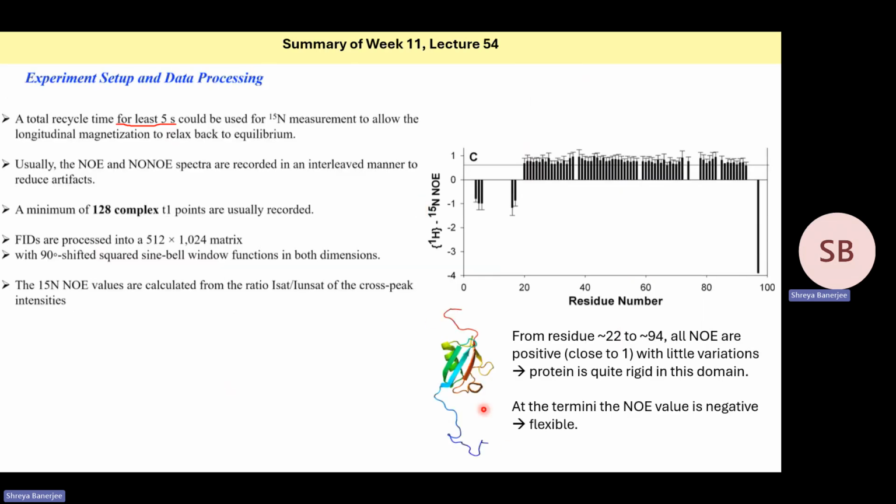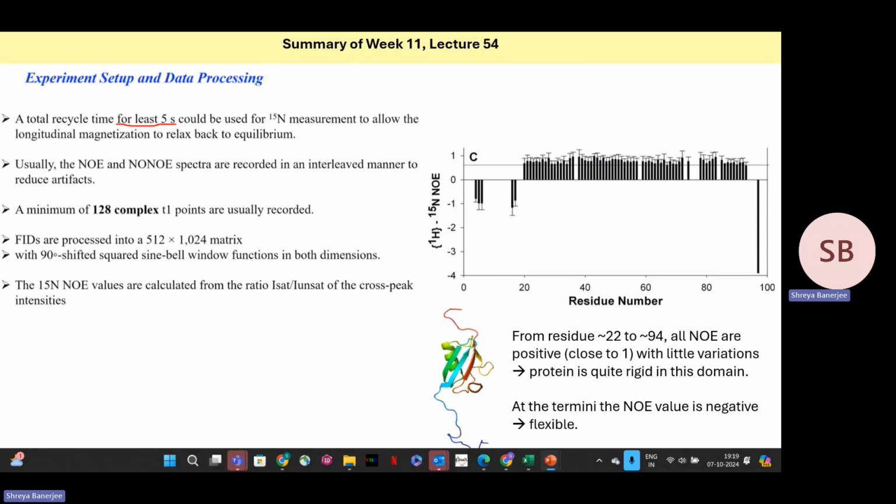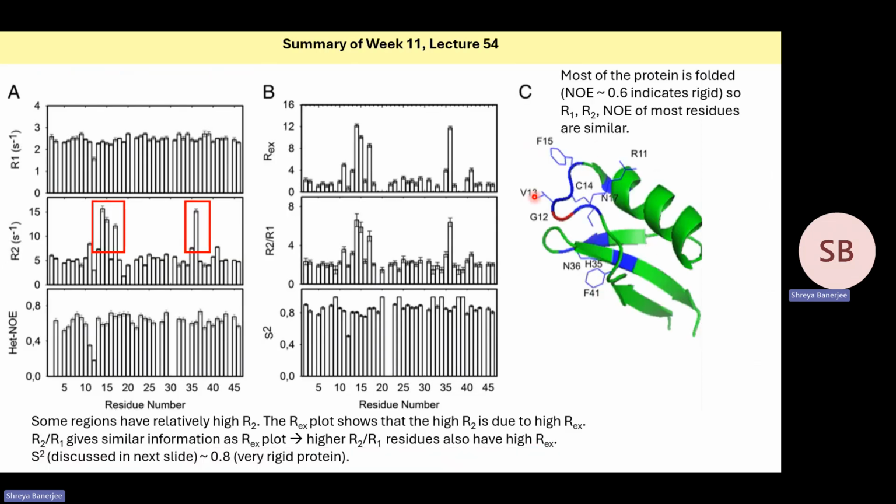Here you have an example of another protein where most of the protein is folded. This protein had some flexible regions, but this protein does not have any such flexible regions. Most of the protein is folded. That is why, if you look at the NOE, it is all around 0.6. So a positive NOE around 0.6 indicates a rigid molecule, and this is true for most of the residues. So the molecule as a whole is very rigid.